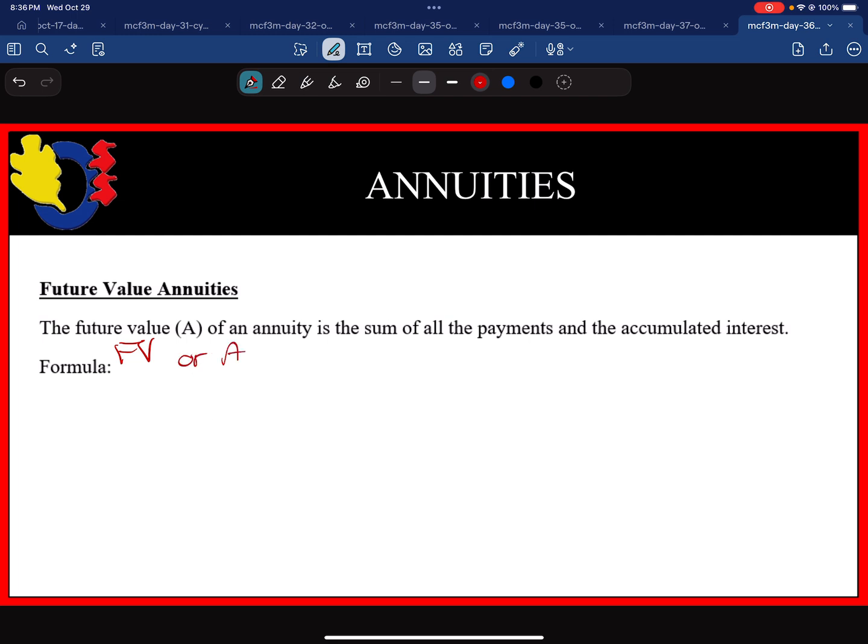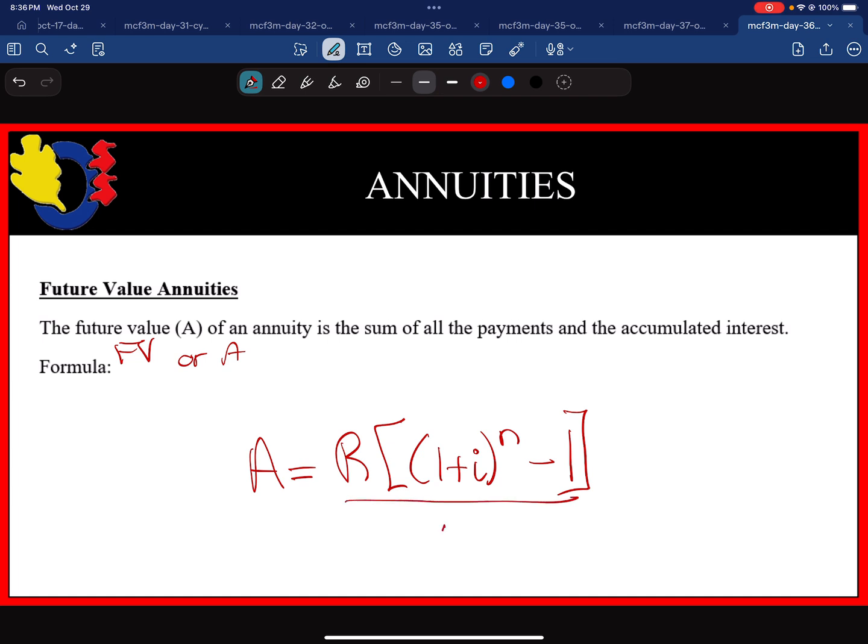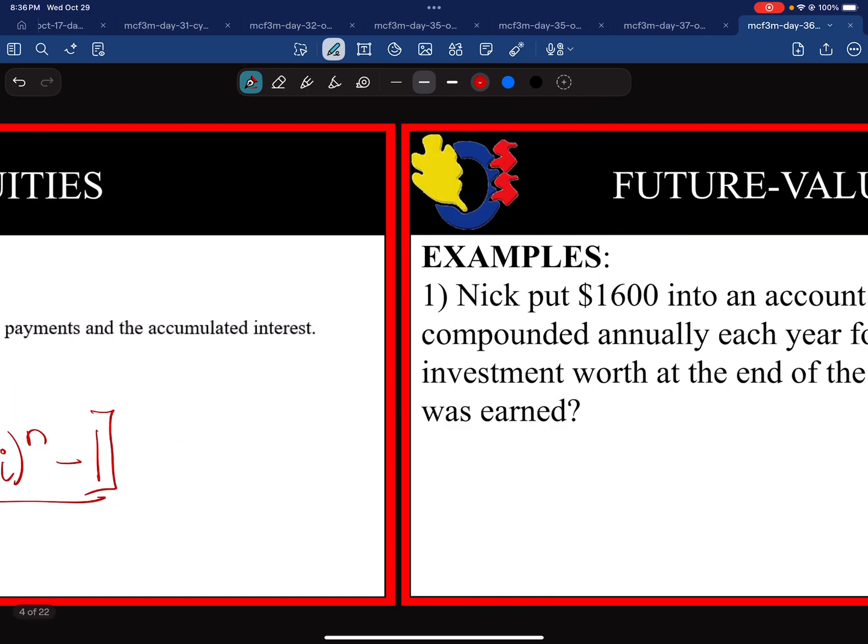Okay, so the formula is A equals capital R, and in a big bracket, 1 plus i to the exponent n, subtract 1, all divided by i. R is the regular payments, i is the interest rate as a percentage, n is the number of payments. This is the sum of all the payments and the accumulated interest. We're going to use this formula to answer our next question.